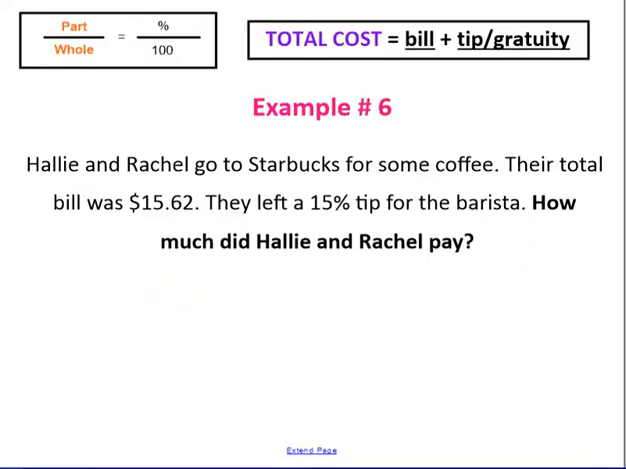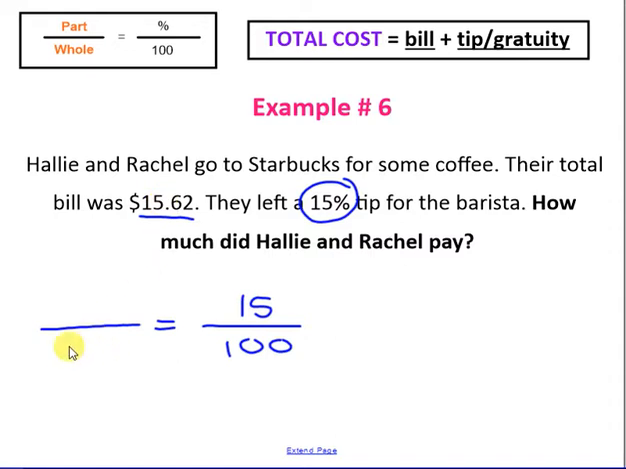Next question. Hallie and Rachel go to Starbucks for some coffee. Their total bill was $15.62. They left a 15% tip. How much did Hallie and Rachel pay? So it's asking how much did they pay? That's not just the tip, that's the total price. So I'm going to make a blank proportion. My 15% goes on top, 100 on the bottom. The bill is the whole. It's going to go 15.62, and my x goes up here because that's the part, that's the tip.